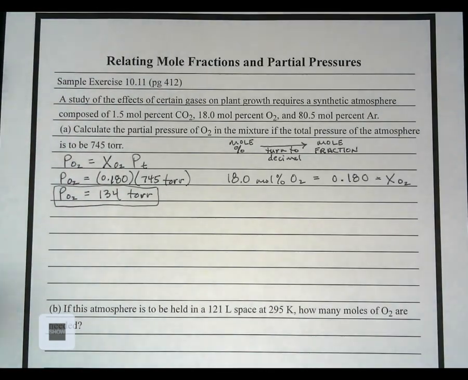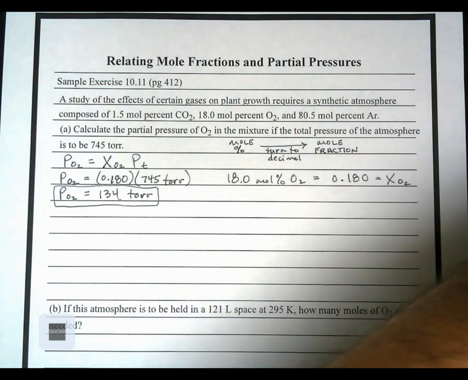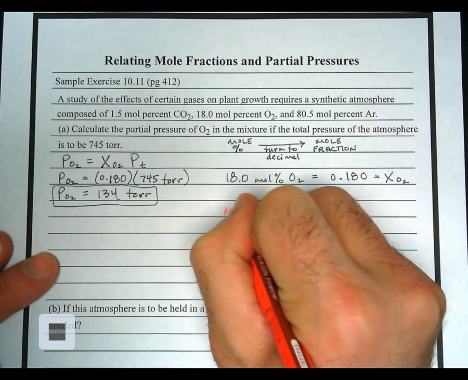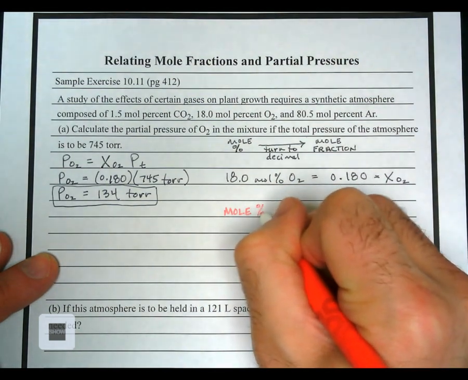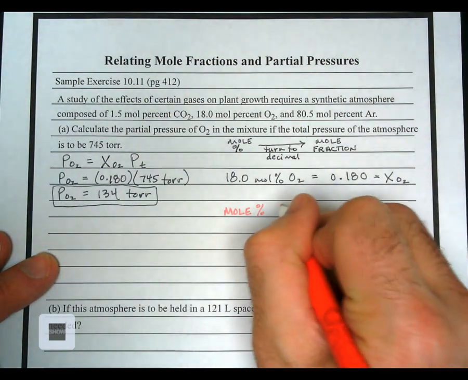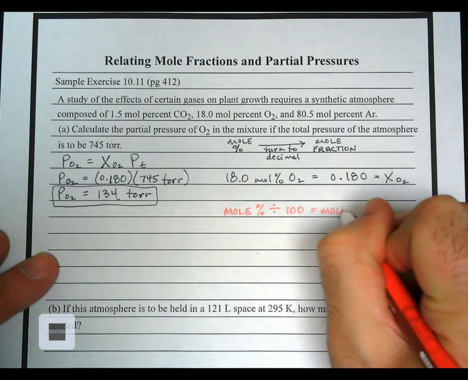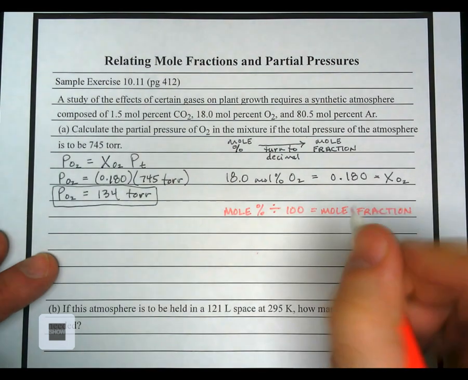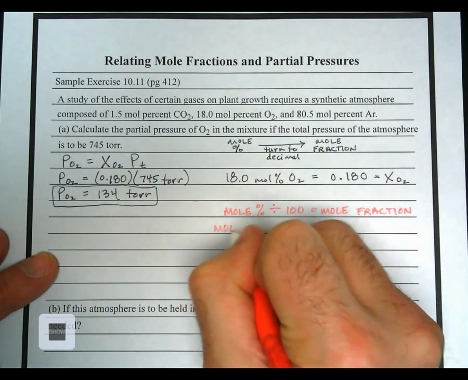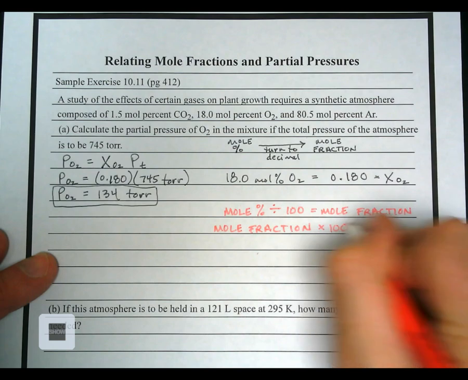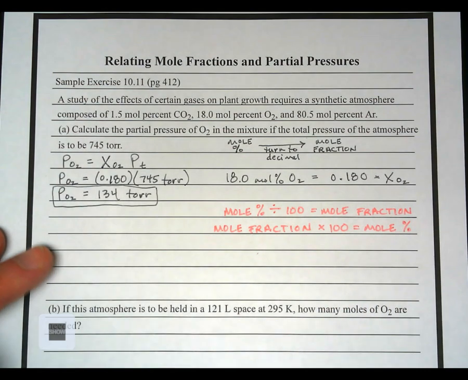One thing you might want to jot down, I'll put it in a different color so you can see it more easily: the mole percent divided by 100 equals the mole fraction. And you can do it the other way around as well. The mole fraction times 100 will give you the mole percent if they ever ask for the mole percent. Any other questions about the first part?